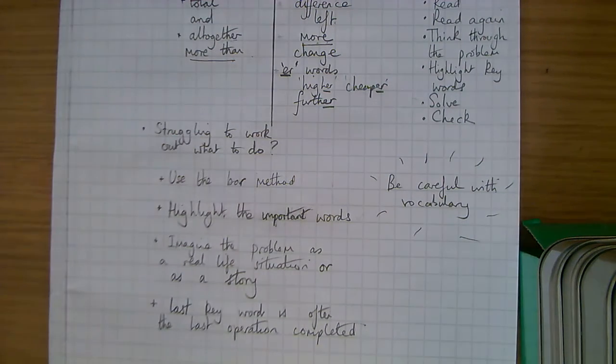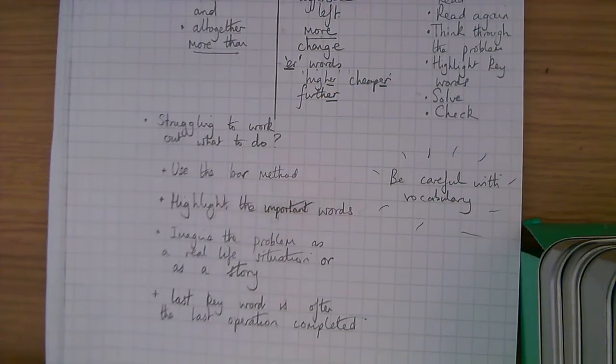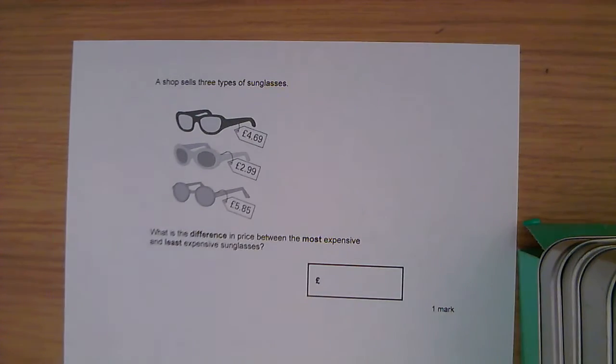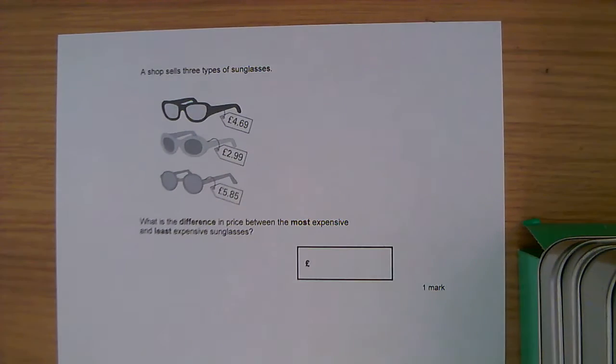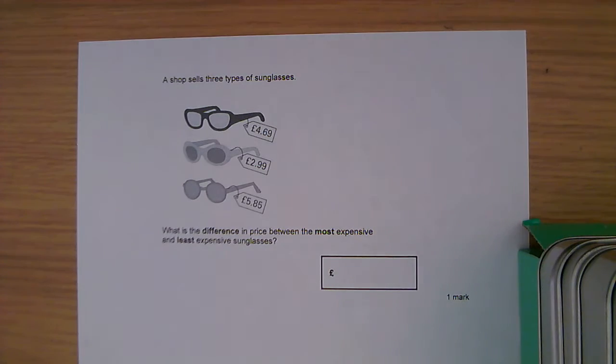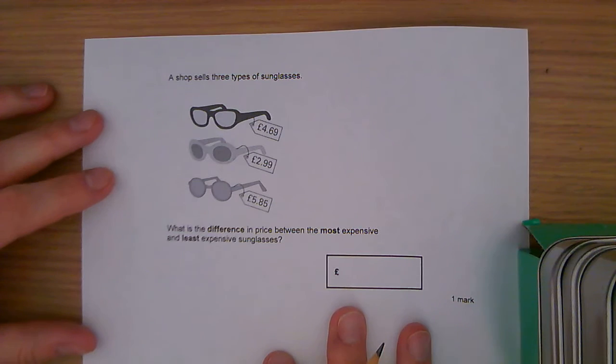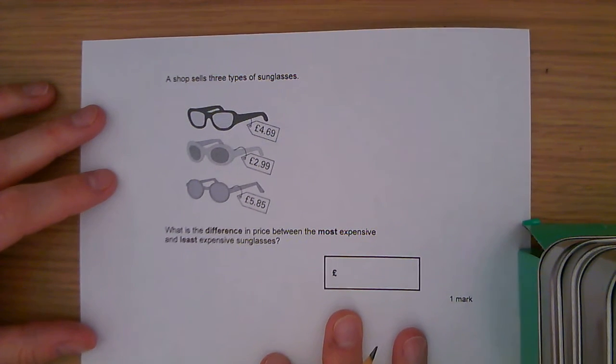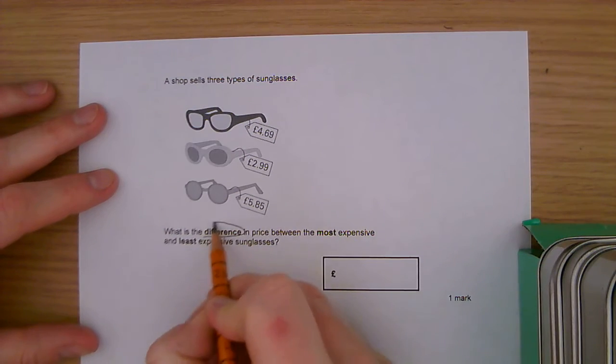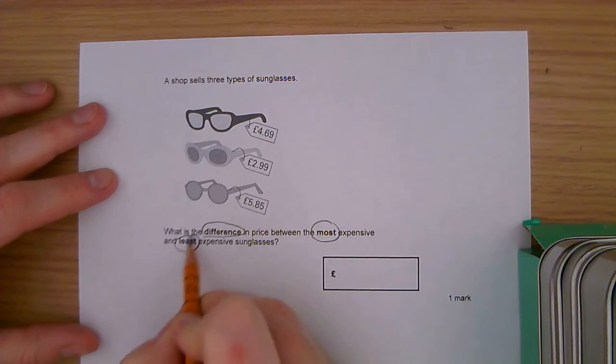So, let's have a look at an example question. A shop sells 3 different types of sunglasses. What is the difference between the most expensive and the least expensive sunglasses? So I'm going to read it again in my head. Then I'm highlighting the keywords. Now I'm lucky this time because they're in bold. Often the keywords are in bold.